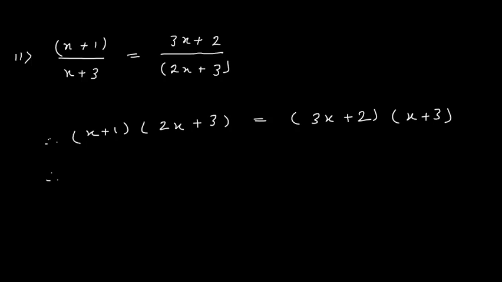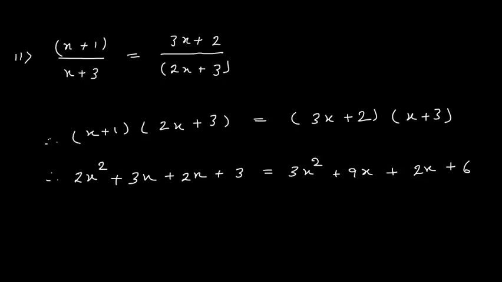Now here it is x into 2x is 2x square. Then x into 3 it is 3x. Then this 1 into 2x is 2x. And then 1 into 3 is 3. This is equal to 3x into x is 3x square. Then 3x into 3, 3 3s are 9x. Plus this is 2x. Plus this is 6. So therefore now we have 2x square.